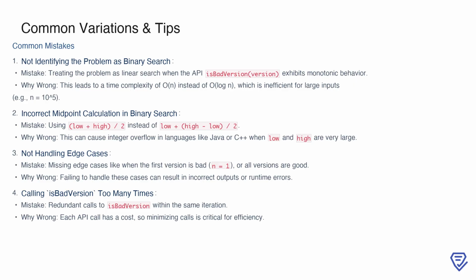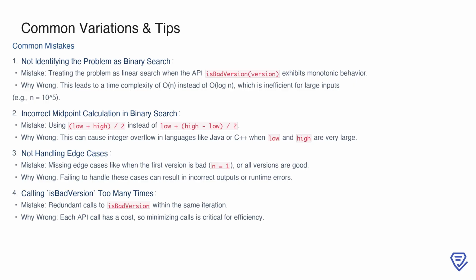Another mistake is calculating the midpoint incorrectly. While the formula (low + high) / 2 might seem straightforward, it can lead to integer overflow in languages like Java or C++ when low and high are very large. Using low + (high - low) / 2 avoids this issue.